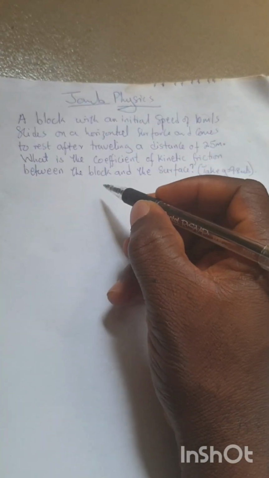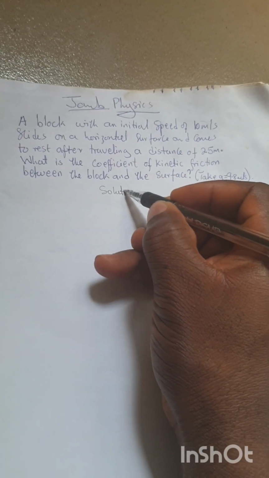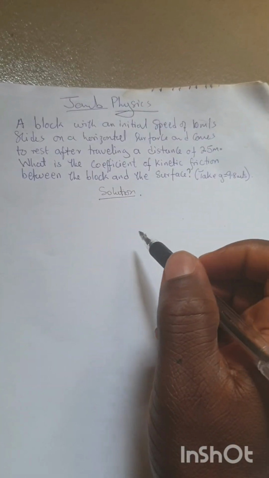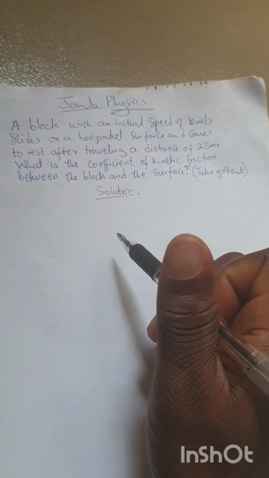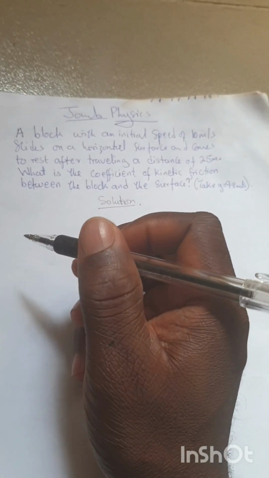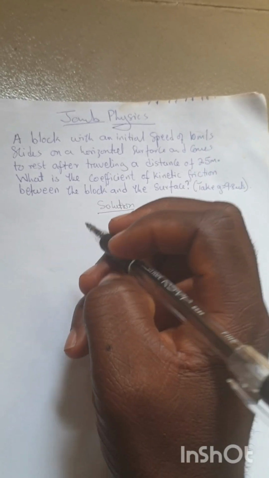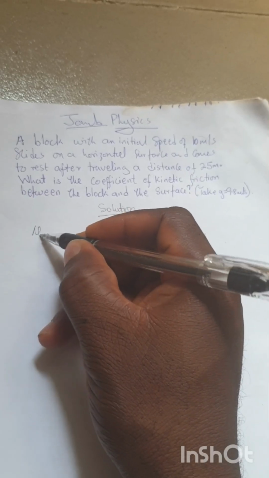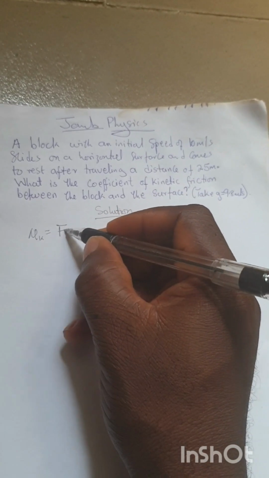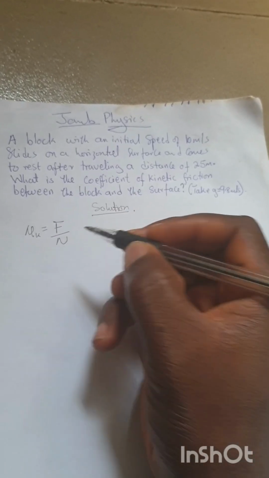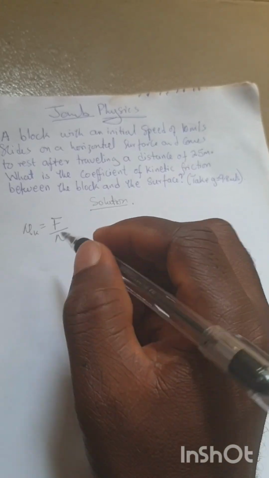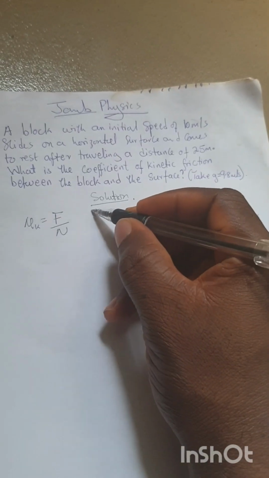So first of all, what you need to do here is write the solution first. Now the question is asking us to find the coefficient of kinetic friction. So first of all, we have to call to mind the coefficient of kinetic friction. It is equal to the force all over the normal reaction. But let's look at the parameters from the question.